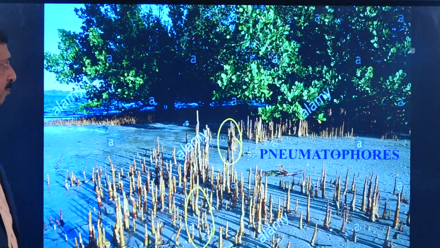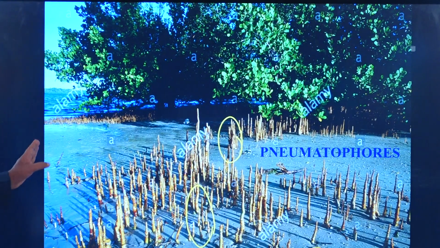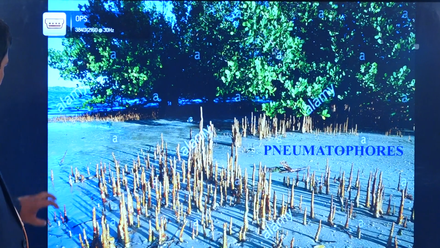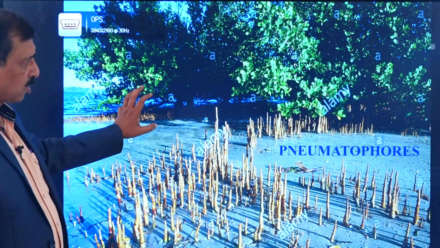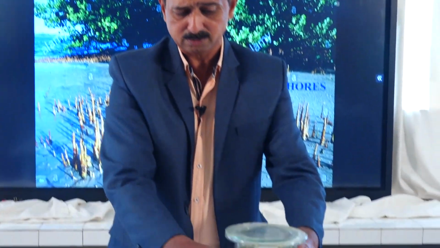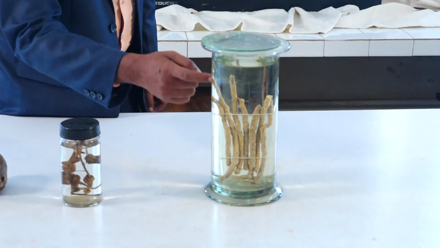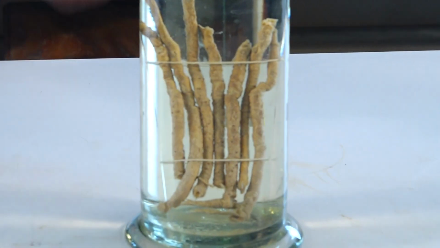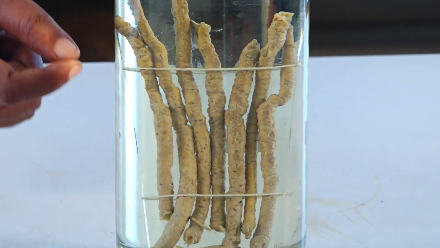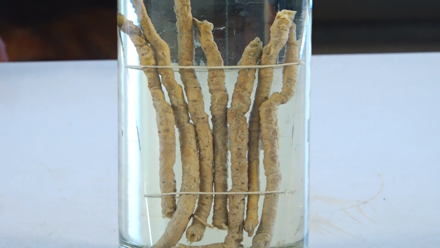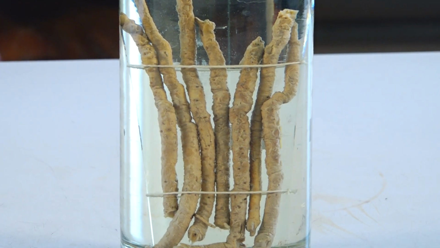So, this is regarding modification of root for exchange of gases or breathing. This is regarding pneumatophore. Here this is the specimen pneumatophore. These are the roots, having small scar-like structures on their surface. They are called lenticels or breathing pores, through which they exchange the respiratory gases.